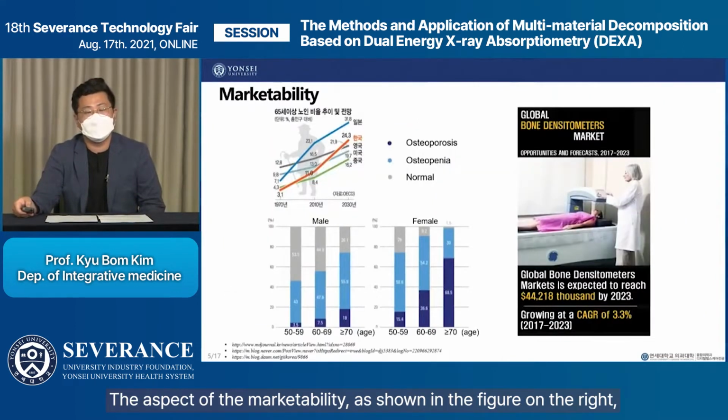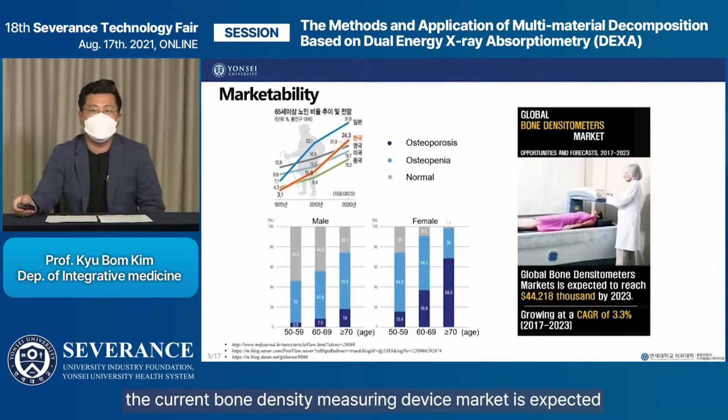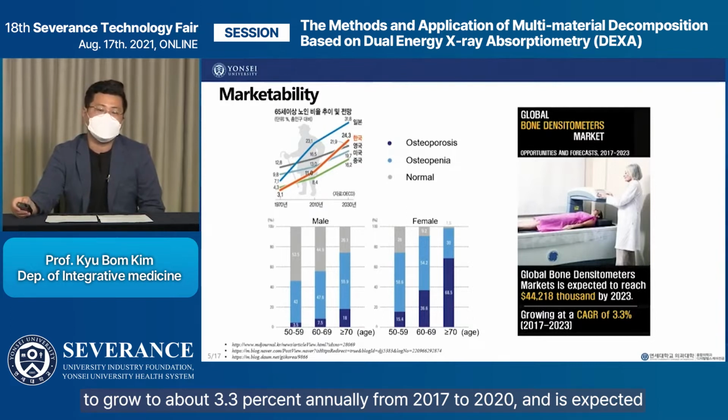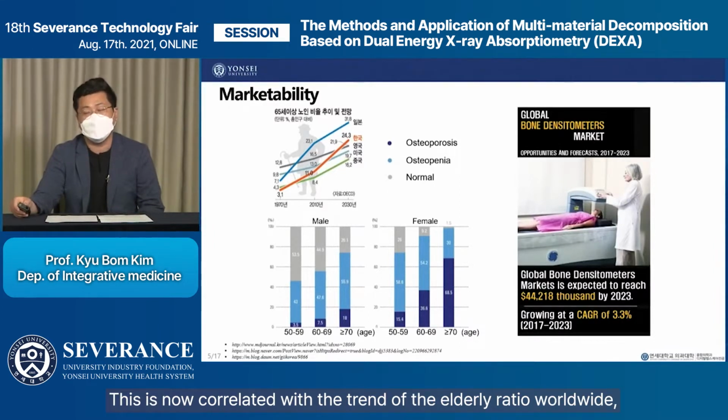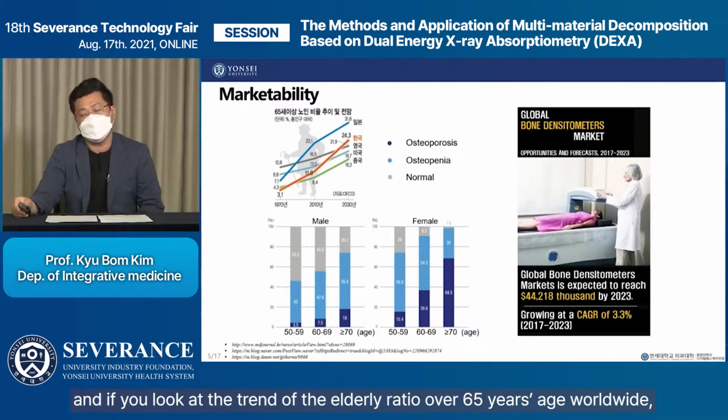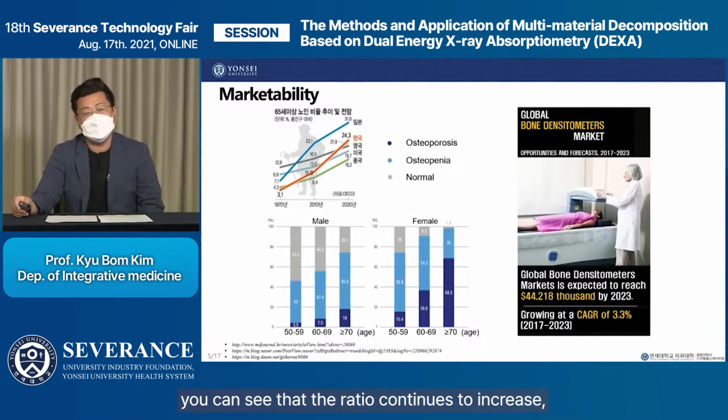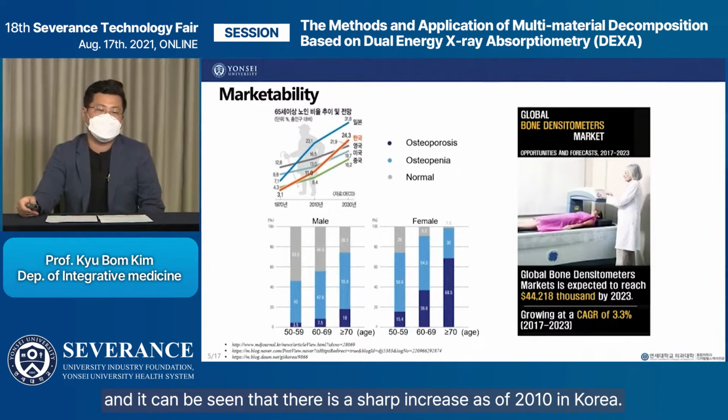Regarding marketability, as shown in the figure on the right, the current bone density measuring device market is expected to grow about 3.3% annually from 2017 to 2020, and to reach a market worth $50 billion by 2023. This correlates with the trend of the elderly ratio worldwide. If you look at the ratio of people over 65 years of age worldwide, you can see that it continues to increase, and there is a sharp increase as of 2010 in Korea.